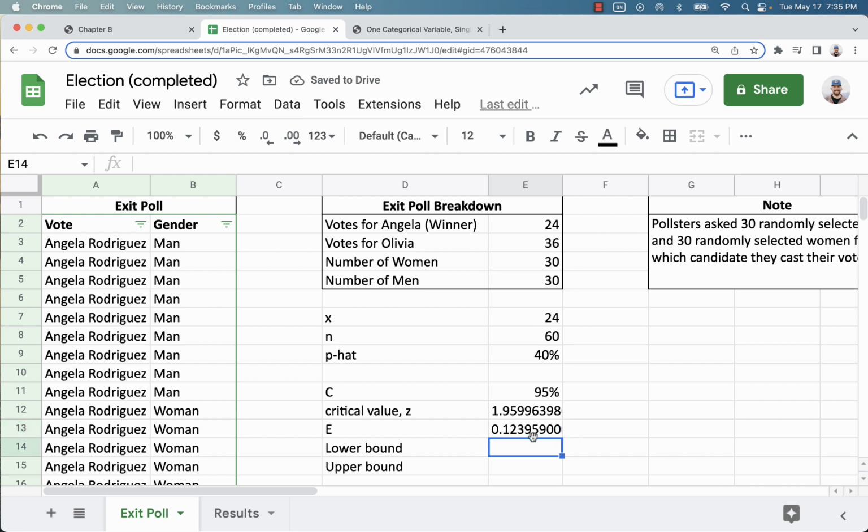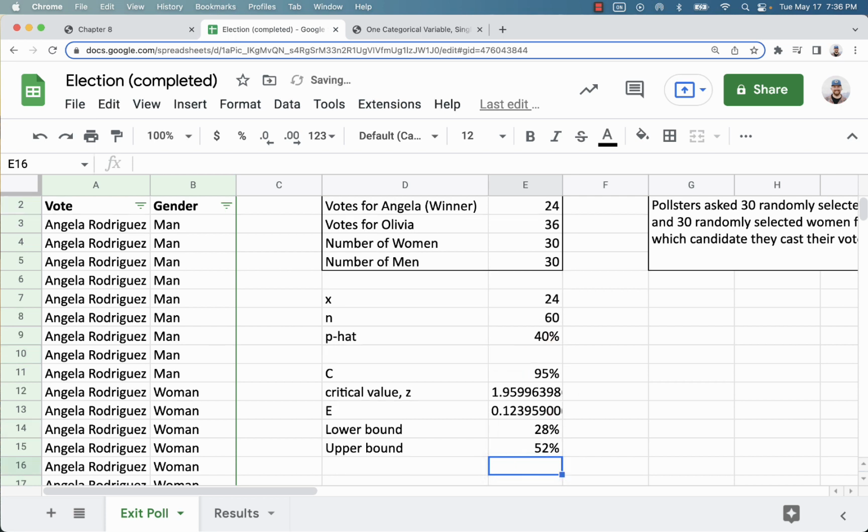For the upper and lower bound, what we're going to want to do is use the p-hat. Start with an equal sign. P-hat minus the margin of error, and p-hat plus the margin of error. And looks like I messed that up. So equals p-hat plus the margin of error. If you want more accuracy on that, you can shift your decimals over that way.